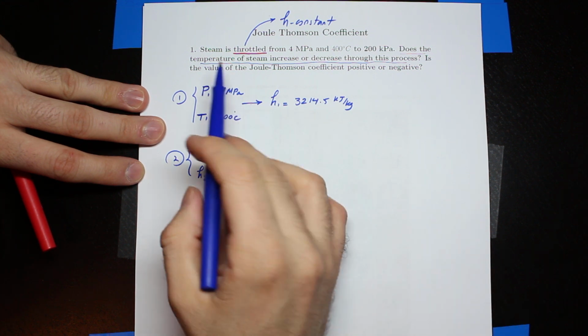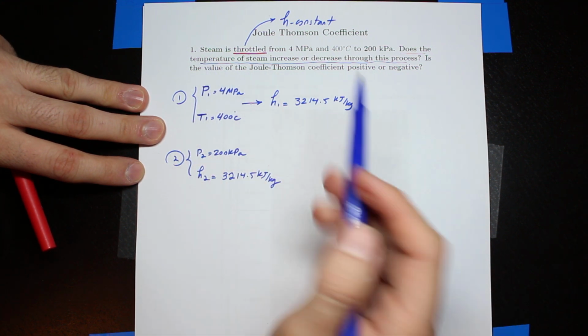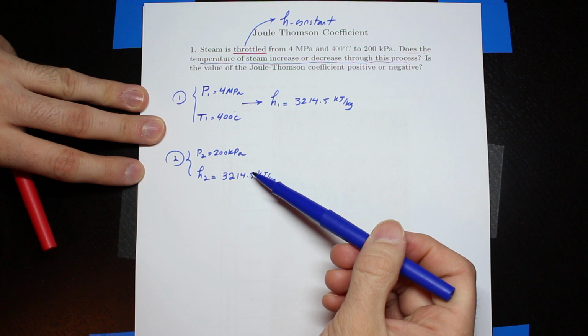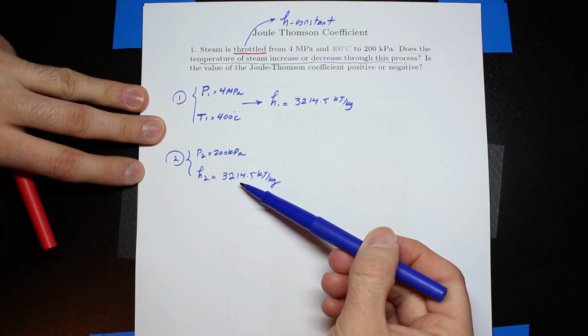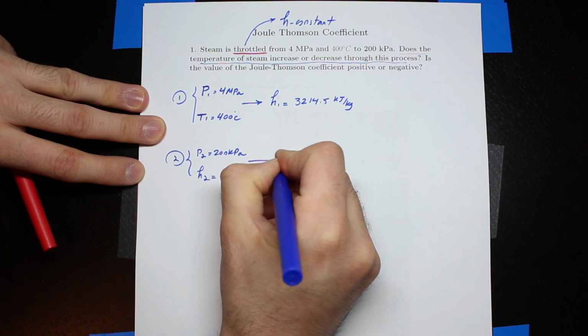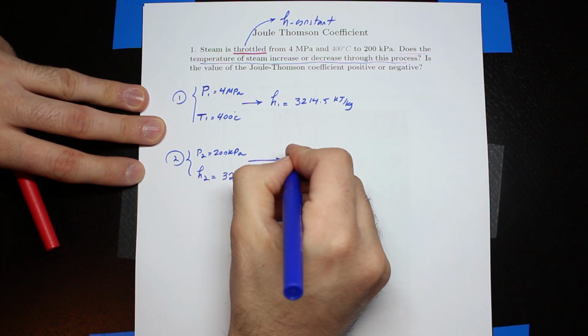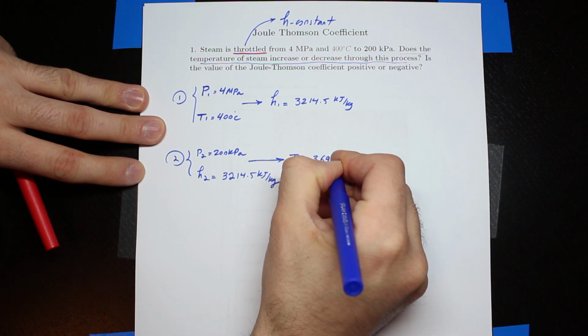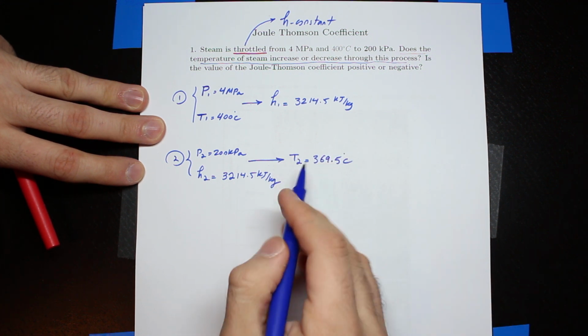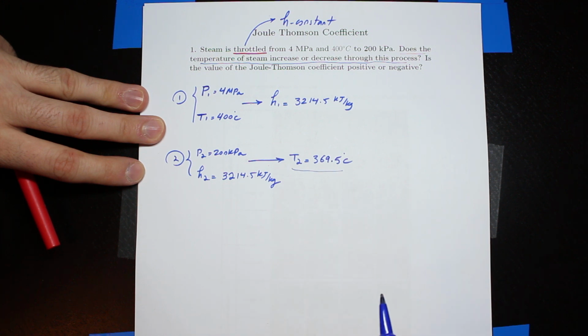Okay, now the question is asking about the temperature of steam. Now think about this as a thermo 1 problem. I have a state, the pressure is given, the enthalpy is given. All I need to do is to find the phase and based on that the temperature. So the temperature here is going to be 369.5 degrees C. So this is the temperature of steam at state 2.